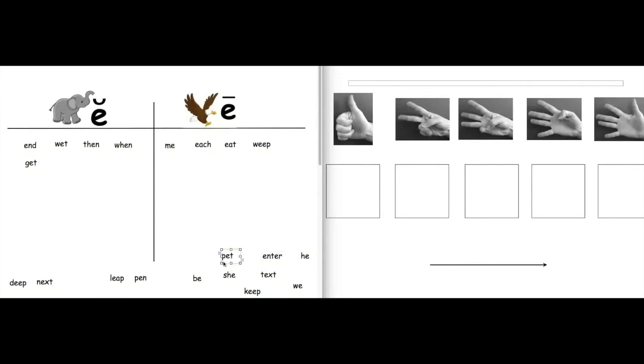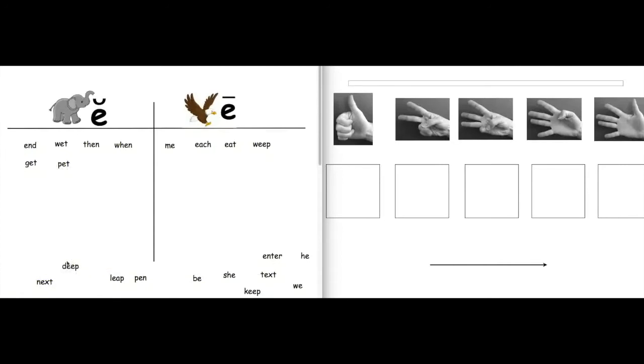Pet. All right, let's make the sounds in pet. P, E, T. Pet. Do it with your hands. P, E, T. Pet. What sound did you hear? I did hear a short E sound in the middle. Pet. It has that short E sound in the middle of the word. Let's try this one.